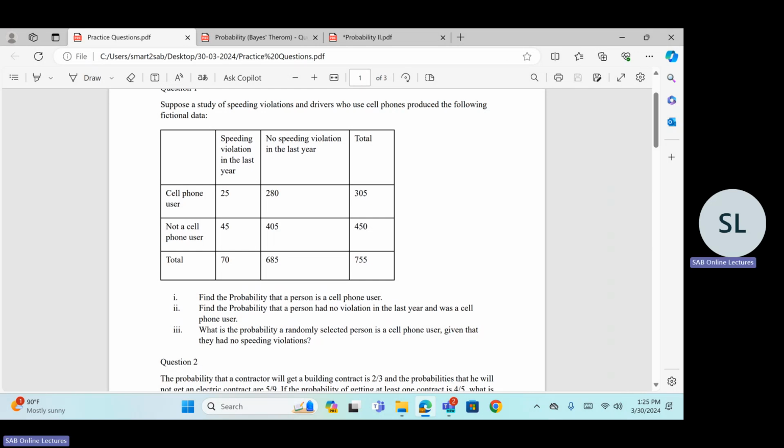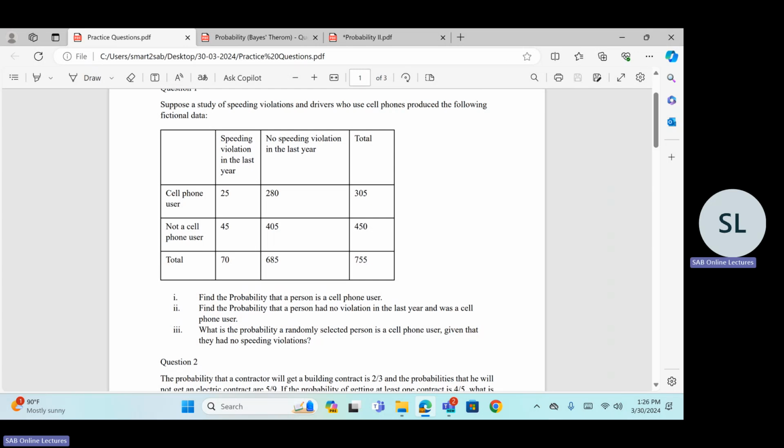Then read part 3, Roman number 3, first reading. What is the probability a randomly selected person is a cell phone user given that they had no speeding violations? There is a hint word, "given that." It is a hint word for the conditional probability. This section number 3 discusses two events, but these two events are not occurred together. Why?